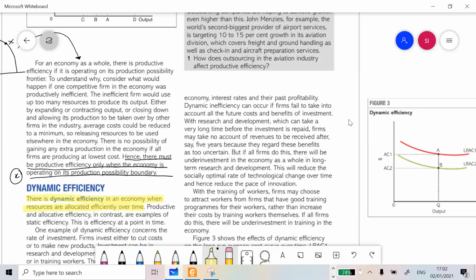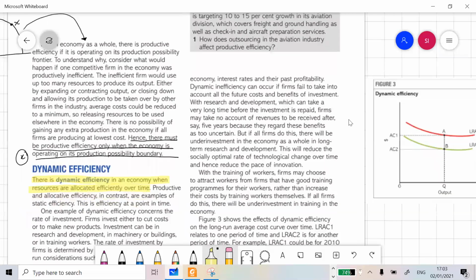With the training of workers, firms may choose to attract workers from firms that have good training programs rather than increase their cost by training workers themselves. So instead of organizations training their workers, they get trained people, so that it's easy and it will increase efficiency. If all firms do this, then what happens? It will become dynamic inefficiency because every firm is expecting that the workers should be already trained. So if all organizations in an economy expect this, it might lead to dynamic inefficiency.